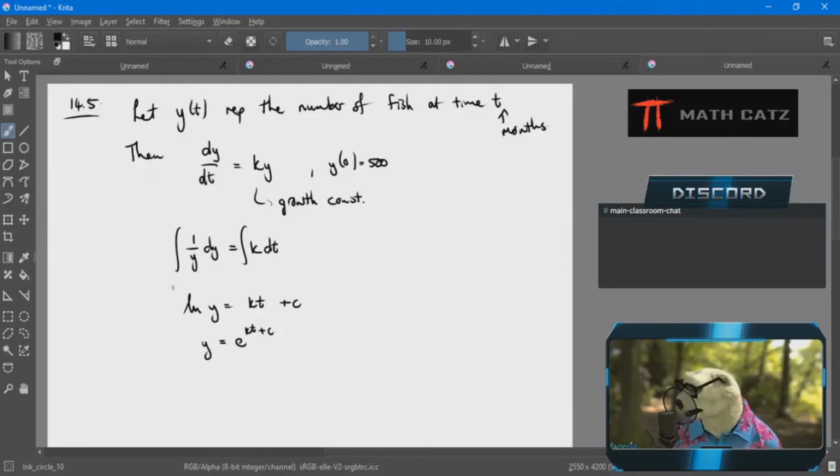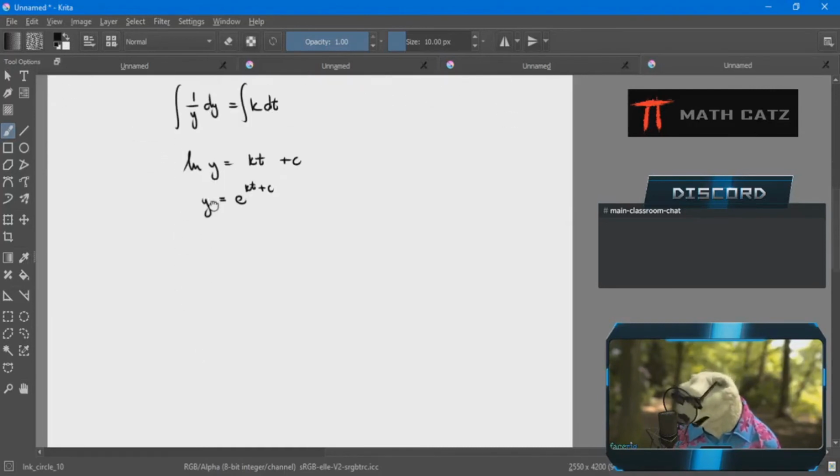And this is always going to be the same. Sometimes I have k, sometimes I don't. Sometimes I have initial population, sometimes I don't. Who knows? Then I'm going to write this as big M, e to the kt, where big M is equivalent to e to the c for convenience.